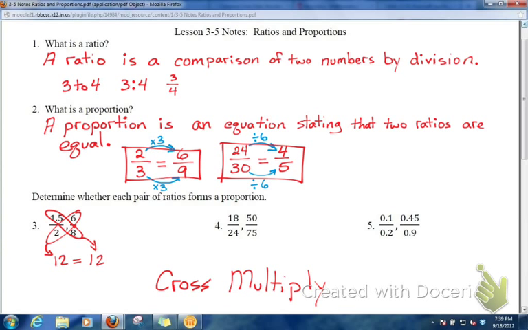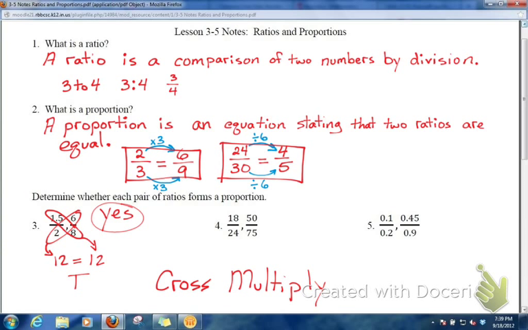Again, I'm checking to see if the cross products are equivalent. 1.5 times 8 is 12, and 2 times 6 is 12, so 12 equals 12 is a true statement, which means yes, these do form a proportion. So again, if you get a true statement, yes, they do form a proportion. So 1.5 over 2 is equal to 6 over 8.